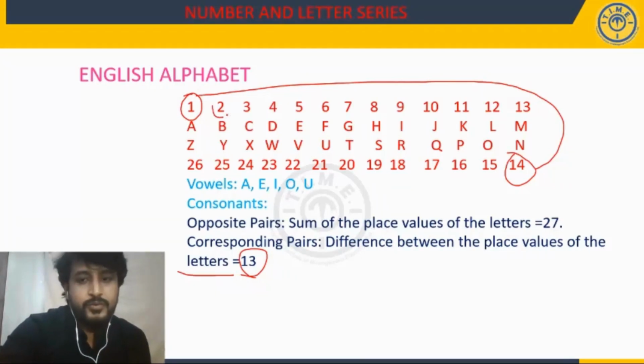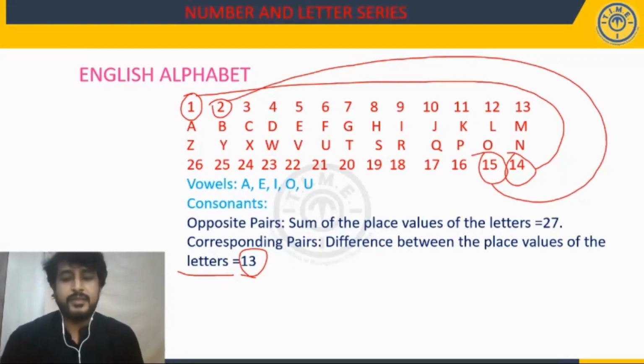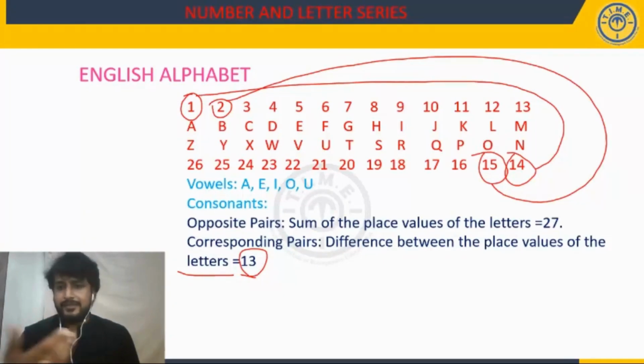B's place value is 2 and O's place value is 15. So what is the difference between 2 and 15? 13. So BO will be considered as a corresponding pair. So like CP, DQ and so on.